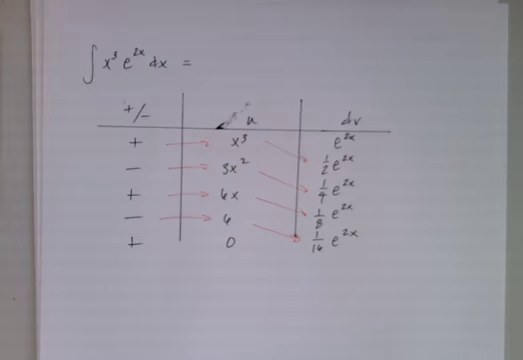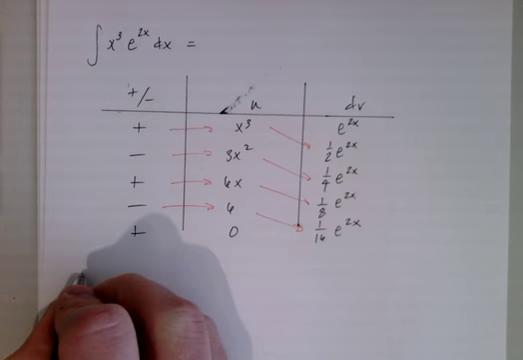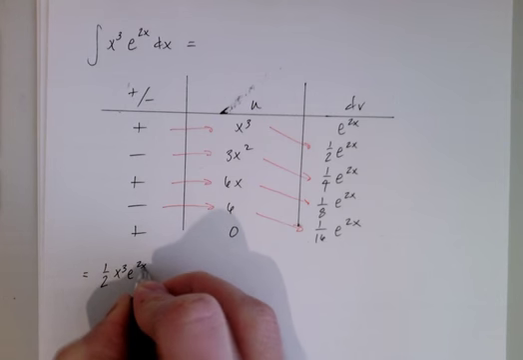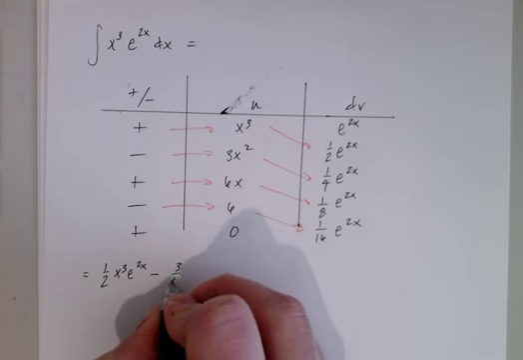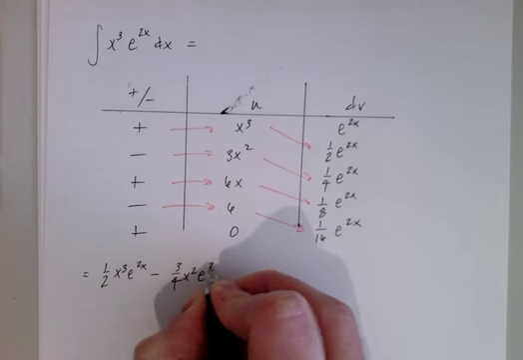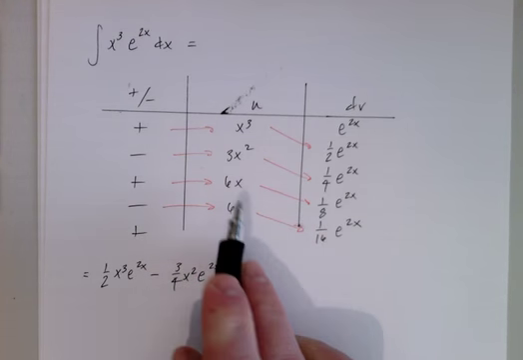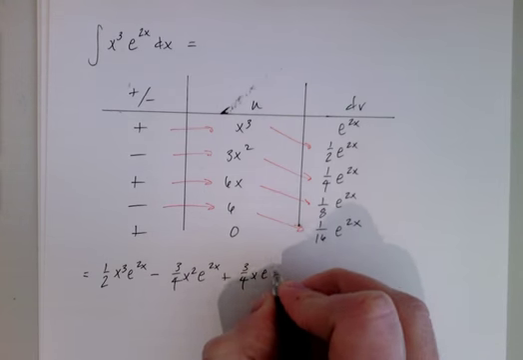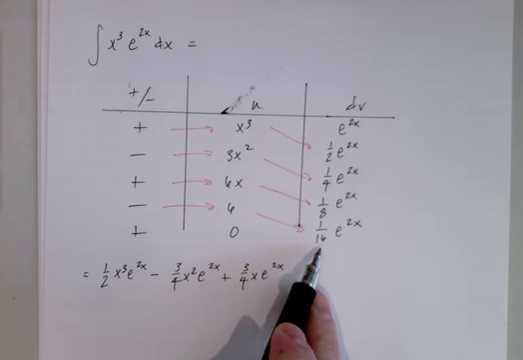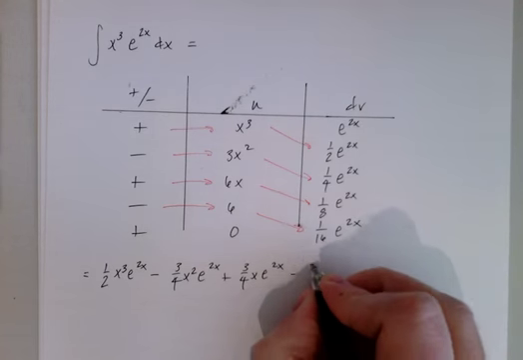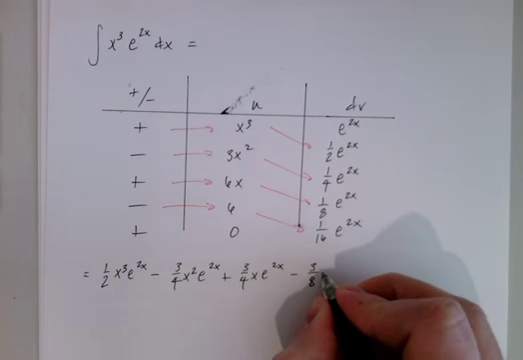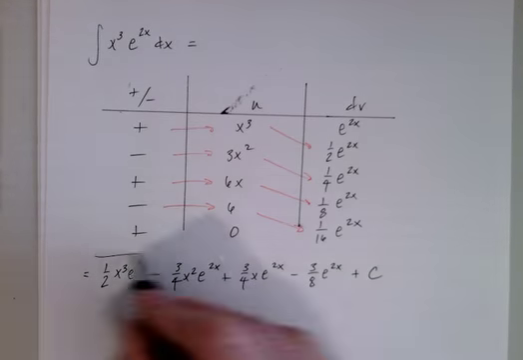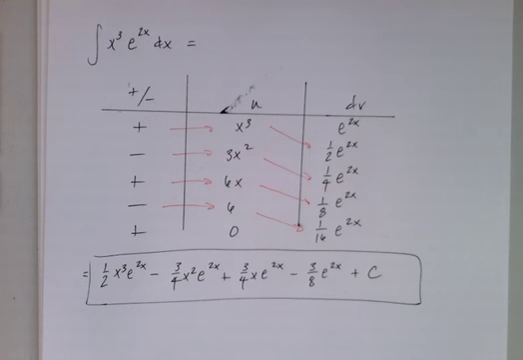So the answer to this particular integral is 1/2 x cubed e to the 2x minus 3/4 x squared e to the 2x plus, well, 6 and 1/8 reduced to 3/4, so we have 3/4 again, x e to the 2x. 6 over 16 reduces to 3/8, negative 3/8 e to the 2x, and then of course it's an indefinite integral, so we tack on the plus c. Okay.